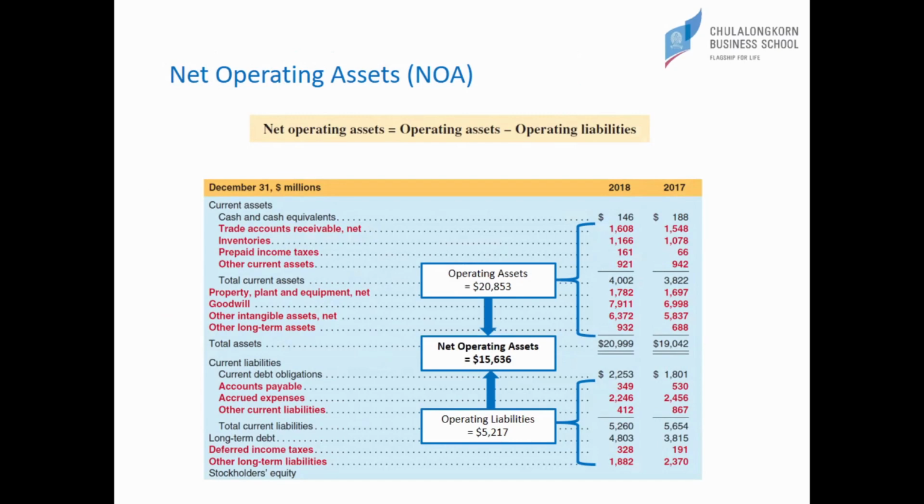And for the liability part, we have accounts payable and other accruals and deferred income taxes and so on. These are considered operating liabilities. So we sum up each of these operating assets and operating liabilities, and we subtract the operating liabilities from the operating assets. Then you will get net operating assets. So that's how you get the net operating asset.